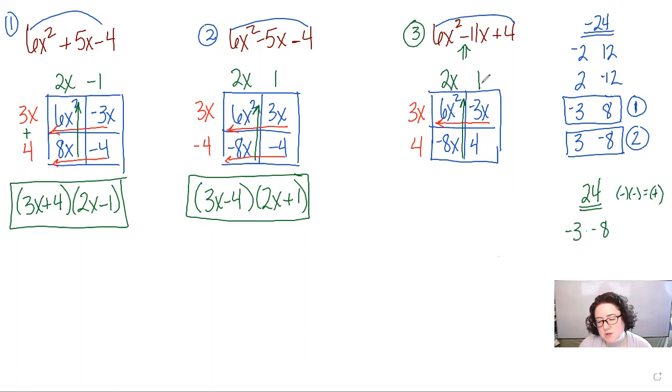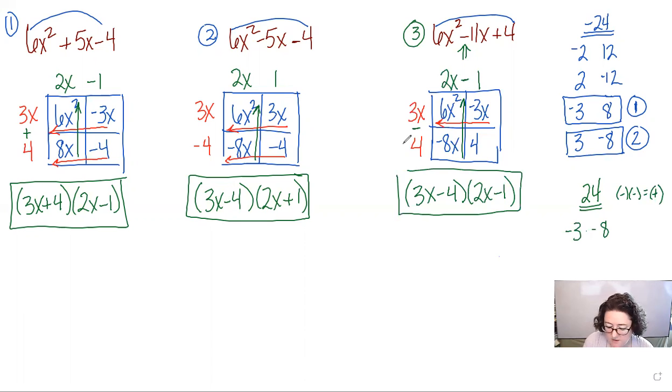However, we need to look at, well, where are those negative signs going to end up? And again, because we didn't factor that out anywhere else, that means each one of these is going to have a negative. Each of our factors will have that negative sign in the middle. And so our factors end up as 3x minus 4 and 2x minus 1. And again, if you're unsure if this is a correct factoring, go ahead and multiply it out. So let's do that on this one.